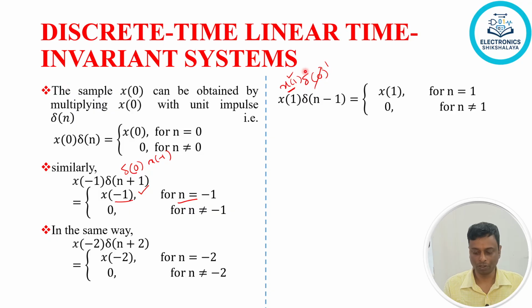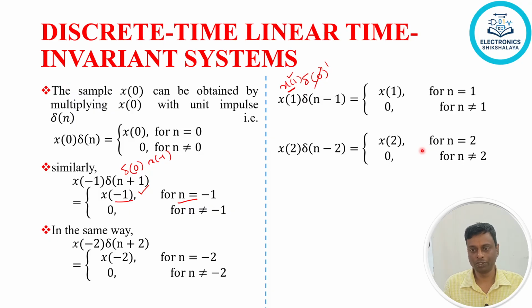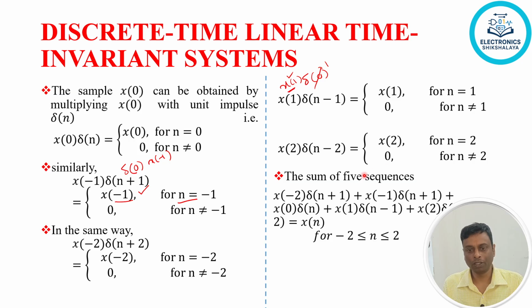And so forth, you can get x of 2 also by multiplying del of n minus 2, provided that n equal to 2 over here. So we have seen how to find out the x of n value. This is all about some 5 sequences.